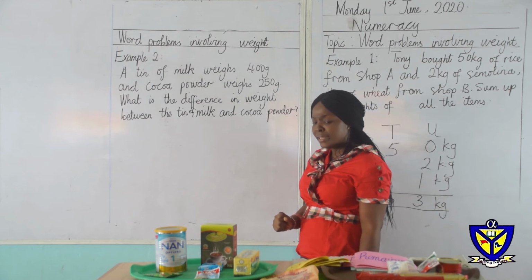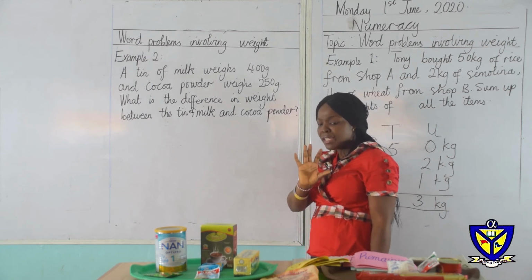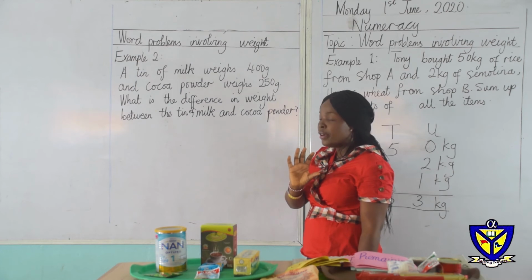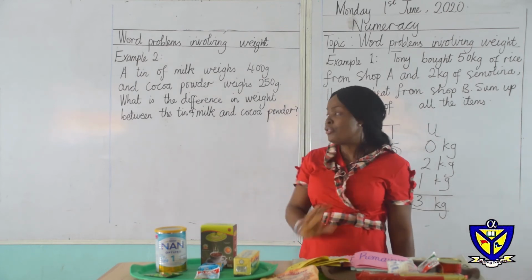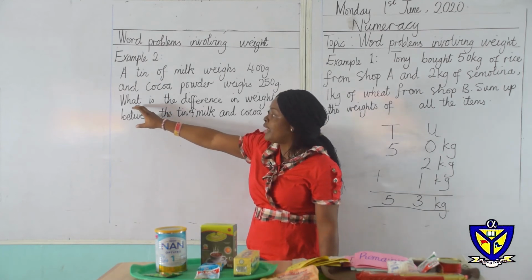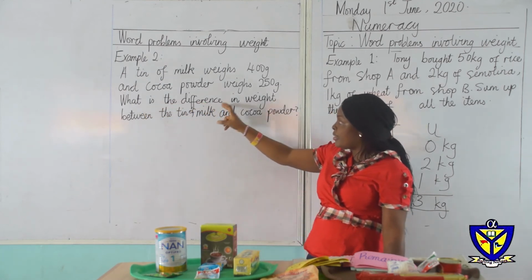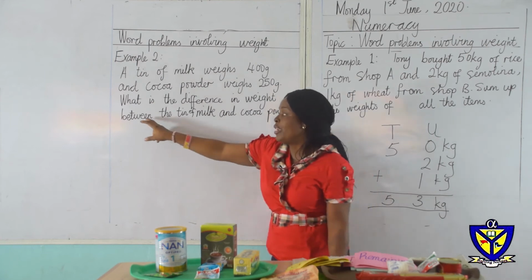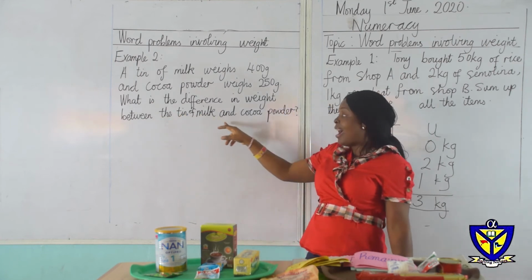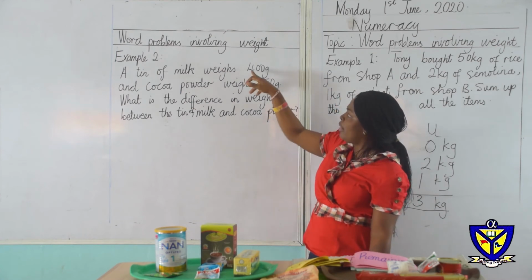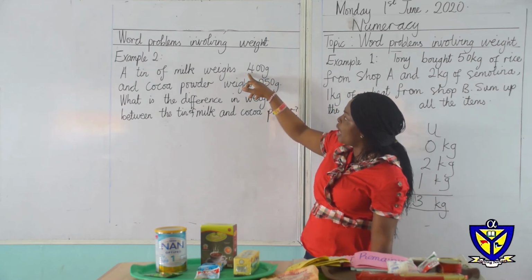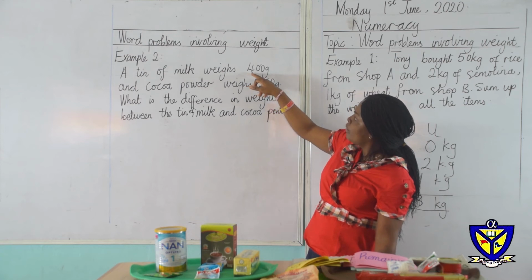Remember, when we started the lesson, I showed you some flashcards and I said difference is under where? Subtraction. I said difference is under where? Subtraction. Now look at where the question is coming from. They said, what is the difference in weight between the tin of milk and cocoa powder? Now let's solve it out. Look at the numbers we have here. We have how many digit numbers here? We have 3-digit numbers.